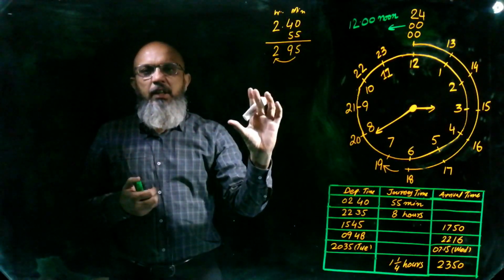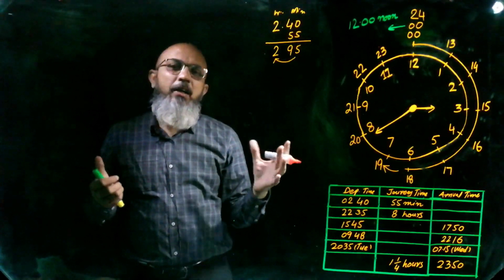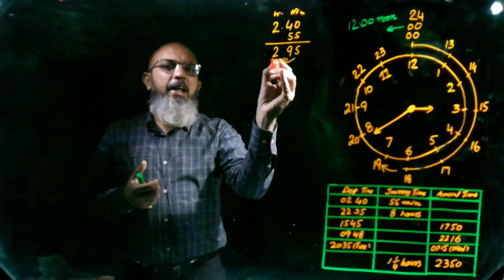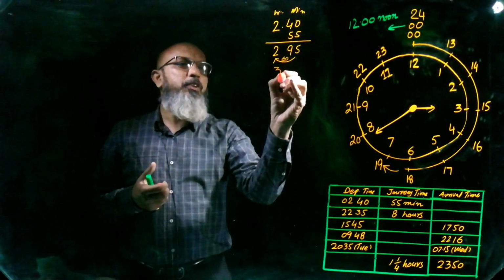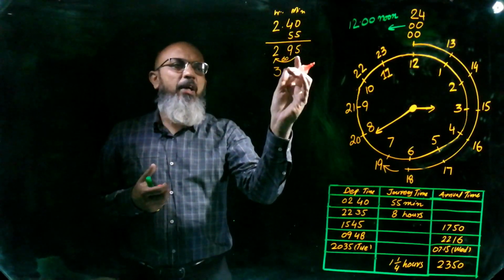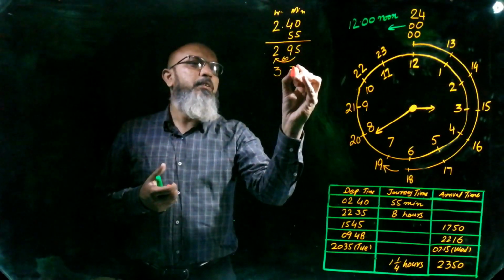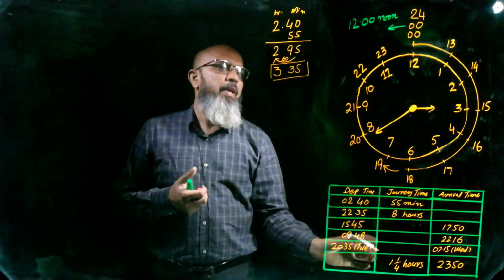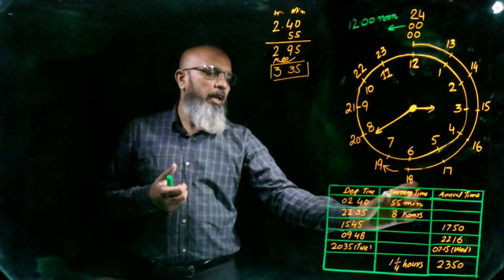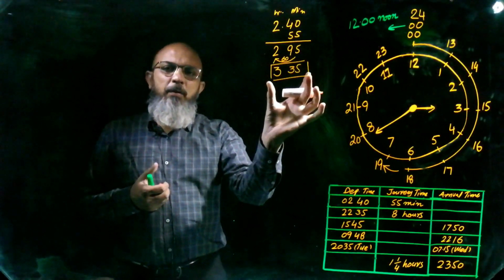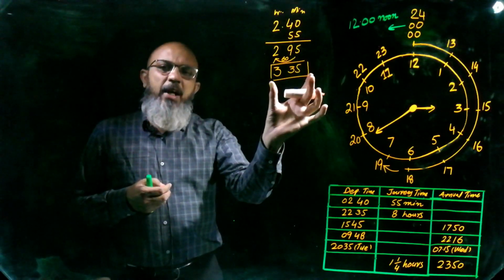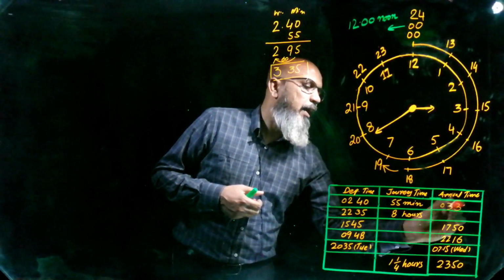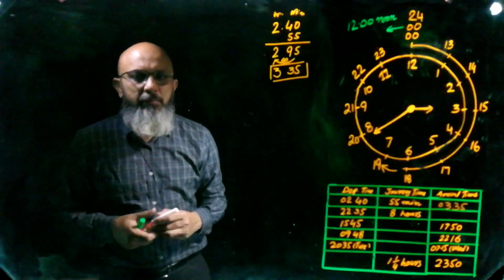How many minutes are there in 1 hour? That is 60. Means we will take 60 from here, and that becomes 1 hour. Means 2 becomes 3, and we subtract 60 from 95, and it comes 35. So that is your arrival time. If you start your journey at 2:40, after 55 minutes, what will be your arrival time? Your arrival time is 3:35. 03 and 35, no need to write AM or PM.